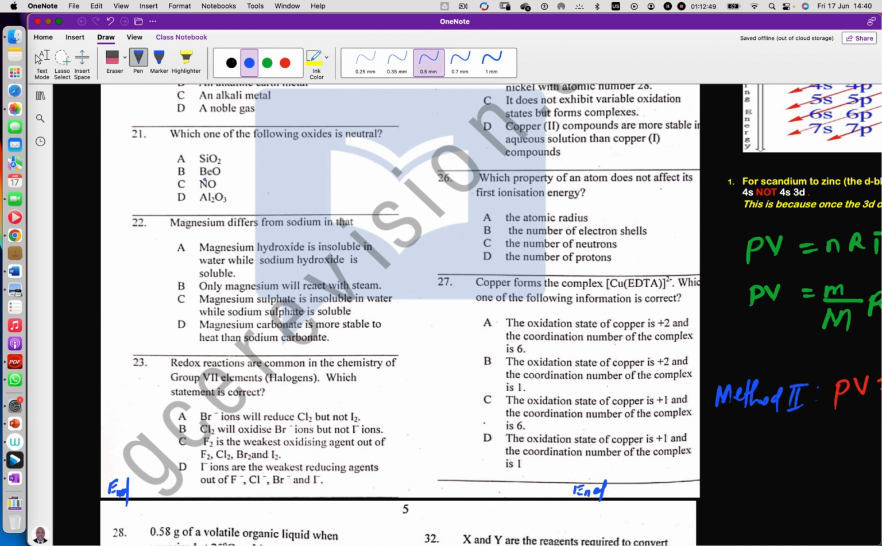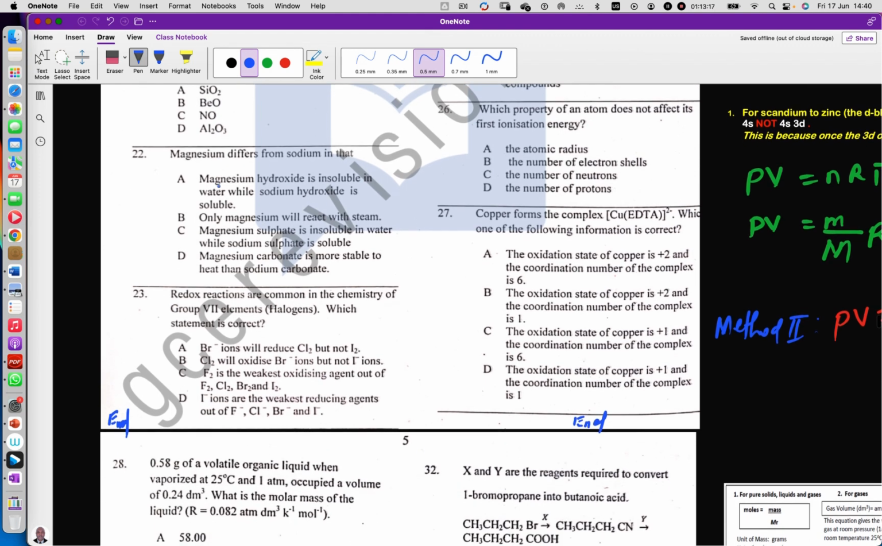This one is beryllium oxide, this is basic. Go to D, this is amphoteric. And C, this is what we call a neutral oxide. It cannot react even with acid, and it cannot even react with the bases. So C, NO, is a neutral oxide.